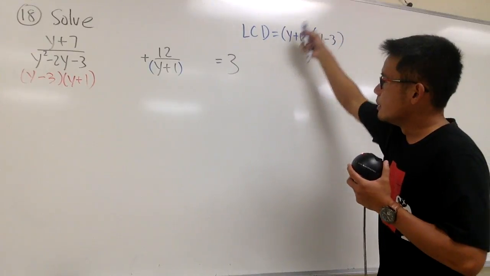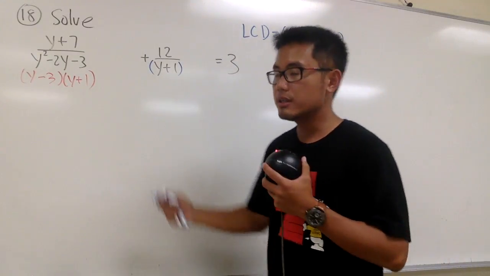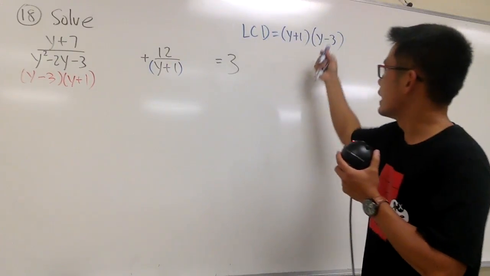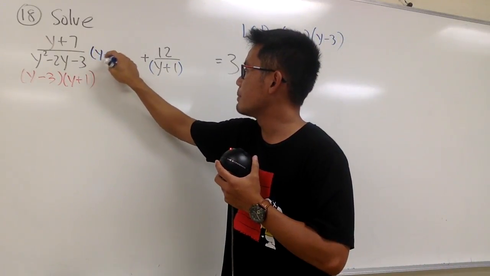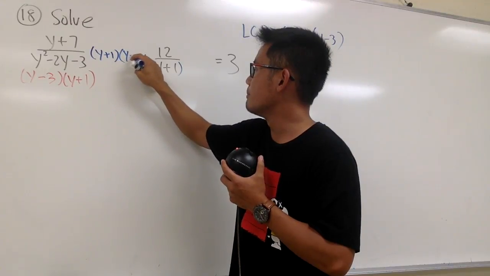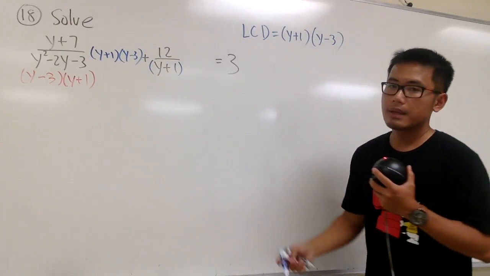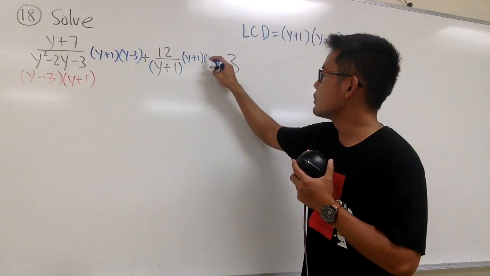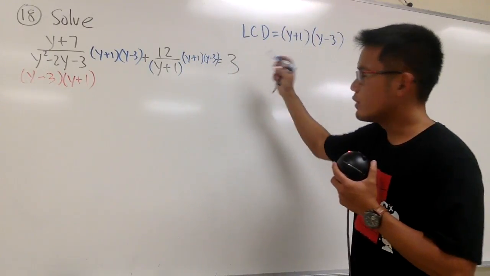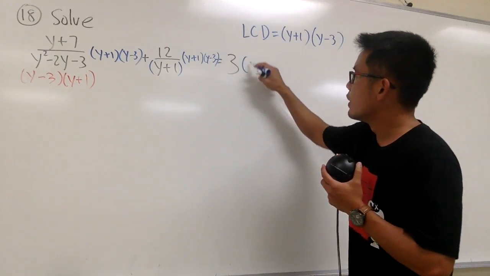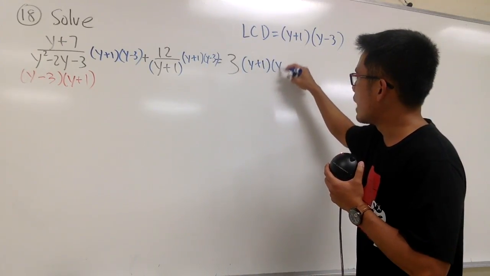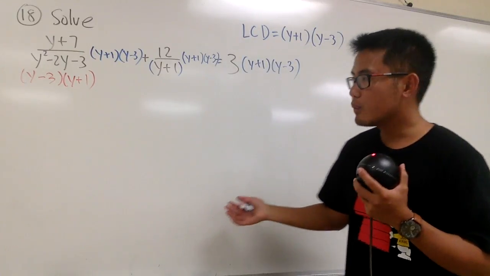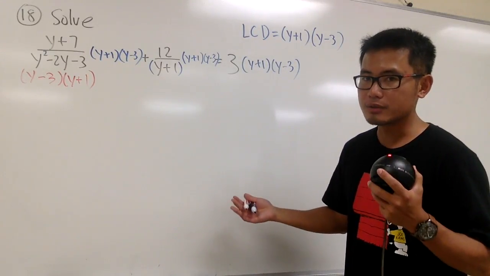Okay, so we'll just multiply this with every fraction. That's why I left all the space. So for this right here, I will just put that down. We will have y plus 1 times y minus 3, okay? And then for the next one, we'll do the same thing. y plus 1 times y minus 3. Don't forget to do it right here as well. y plus 1 times y minus 3. All right, just like this. And then we'll just see what we can cancel out.